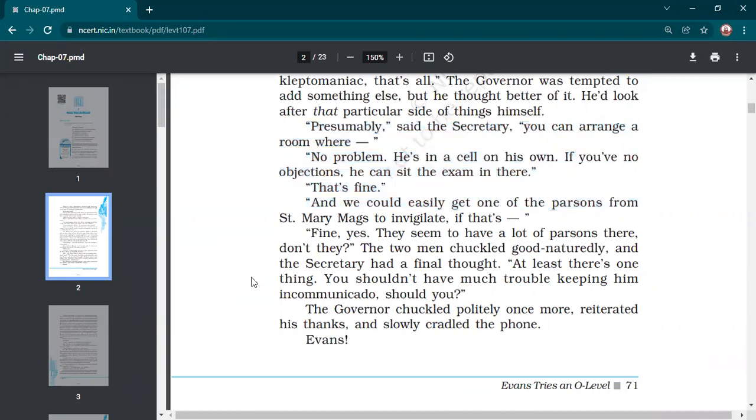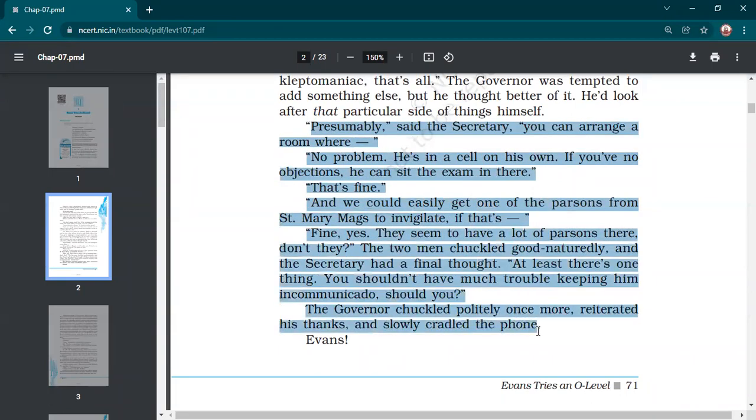So the two men continue. So the secretary of the exam cell says that you need to arrange a room, but the governor says that's okay. We already have a cell in which Evans is residing, so we can use that room as an examination room. So he says that you should not have much trouble keeping him incommunicado. Should you? So they are saying there should not be much trouble, because otherwise it can be a sneaking chance for him. He could run away and all.